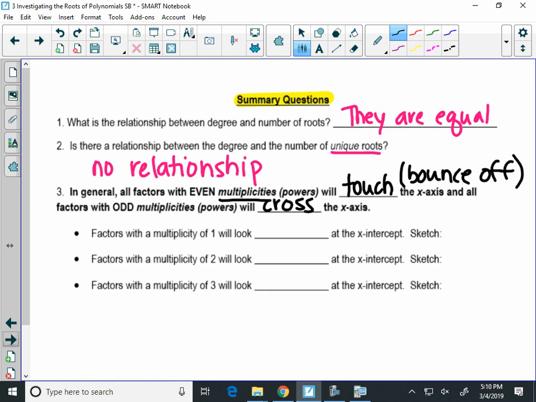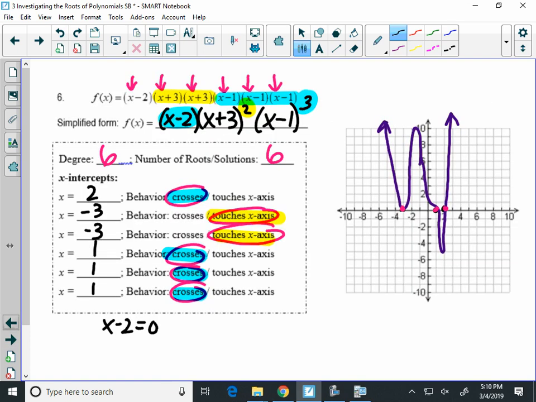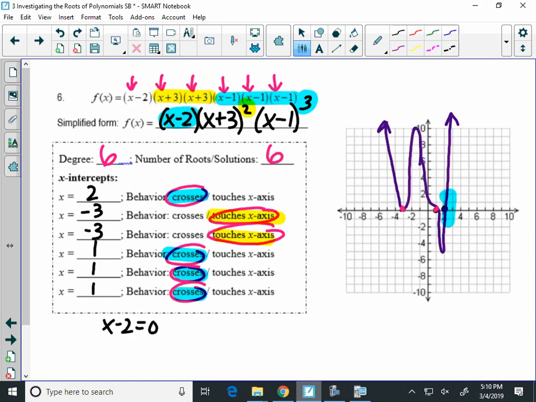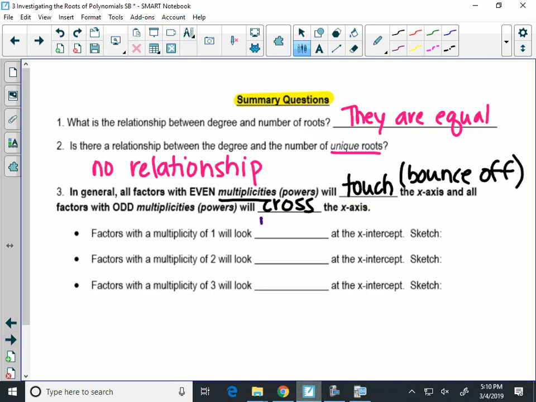All right, so now, factors with a multiplicity of 1. So for example, x equals 2 on this first problem here. X equals 2 happens right there. That factor, that x-intercept, is going to look linear at the x-intercept. So what linear means is it's going to look like a linear function. It's going to cut right through without squiggling, without turning. It is going to go straight through the axis.